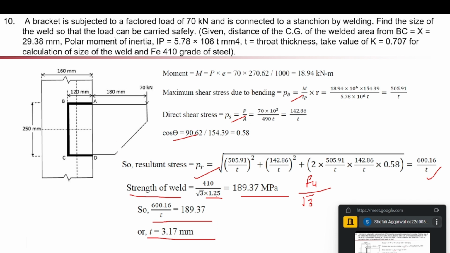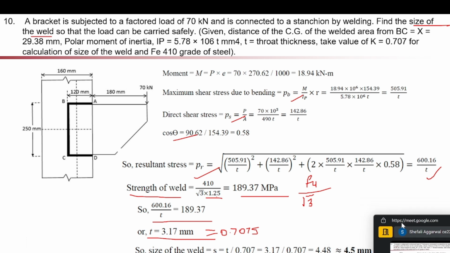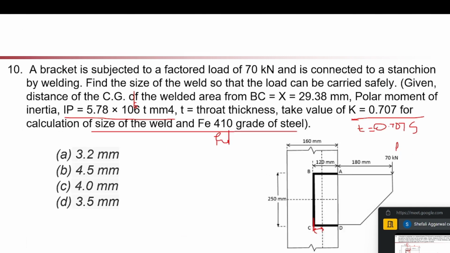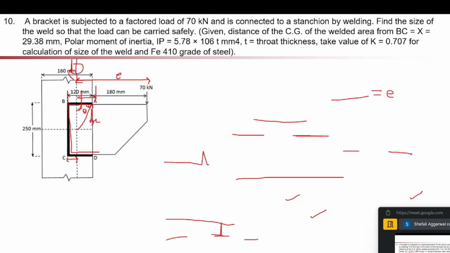So next, what we have to calculate is the size of weld. Sorry, I'm saying it wrong. Throat thickness is given by 0.707 of S, the size of weld. So size of weld will be T upon 0.707, which is approximately equal to 4.5 mm. Okay, so the answer will be B, 4.5 mm.